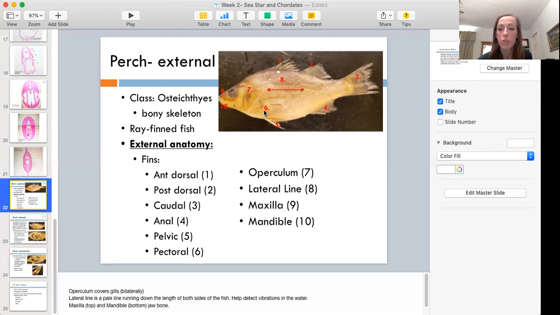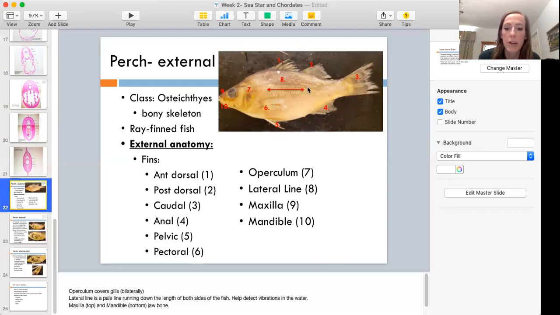Other structures that you should look for in the perch before we actually cut it open are the operculum, which is this little flap here. It's almost triangular in shape. It's number 7. It sits right on top of the gills. It kind of covers and protects the opening to the gills.